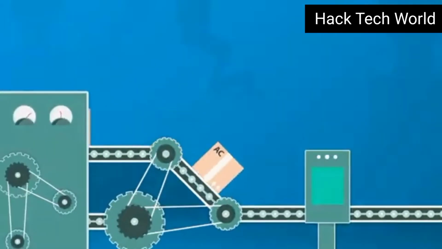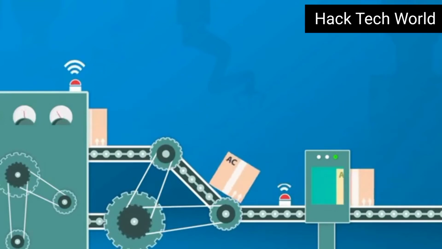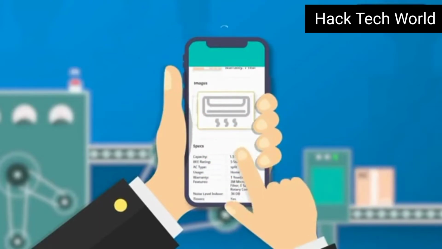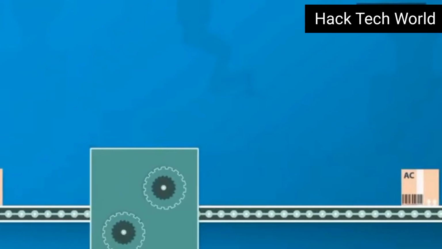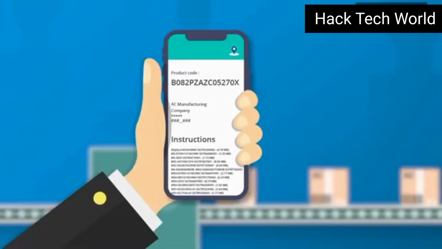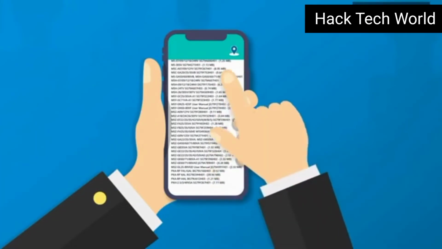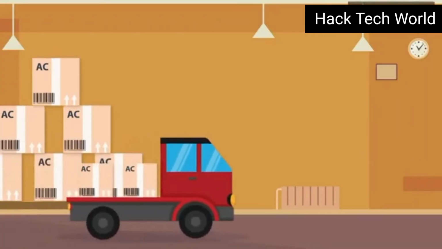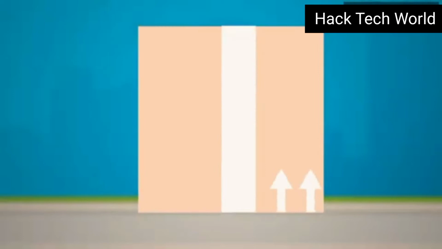Let us take an example. Suppose in an AC manufacturing industry, both the manufacturing machine and the belt have sensors attached. They continuously send data regarding the machine health and the production specifics to the manufacturer to identify issues beforehand. A barcode is attached to each product before leaving the belt. It contains the product code, manufacturer details, special instructions, etc. The manufacturer uses this data to identify where the product was distributed and track the retailer's inventory. Hence, the manufacturer can make the product that is running out of stock available.